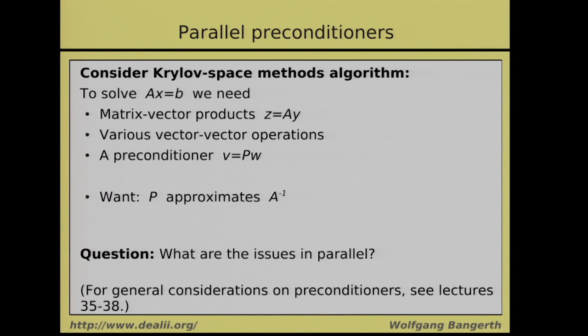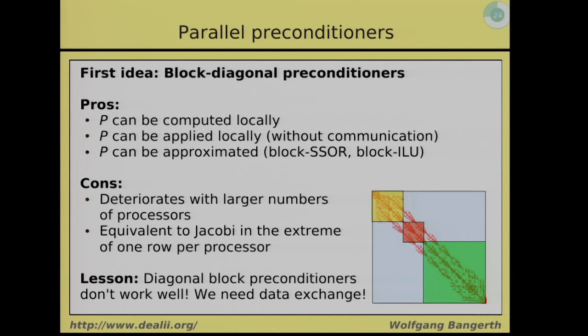The question is, in the context of parallel computations, what are the issues? What are the things that you encounter? And I'm going to show you a few ideas that turn out not to work very well. And then I'm going to just briefly touch on what everybody uses today. So think, for example, of a block diagonal preconditioner.